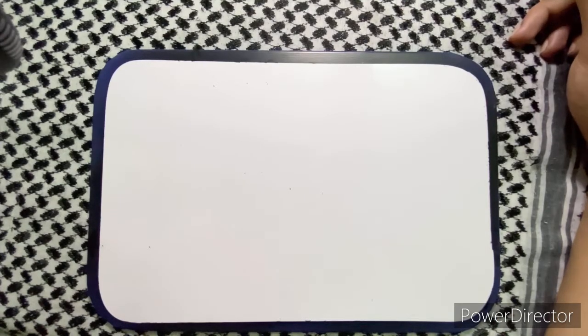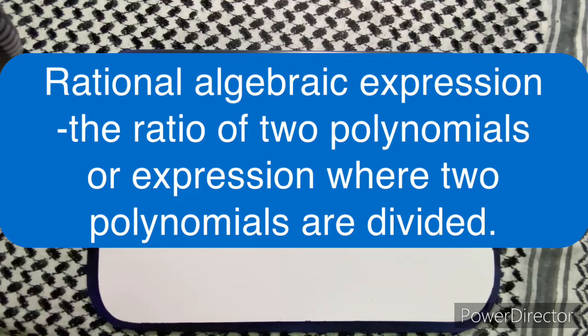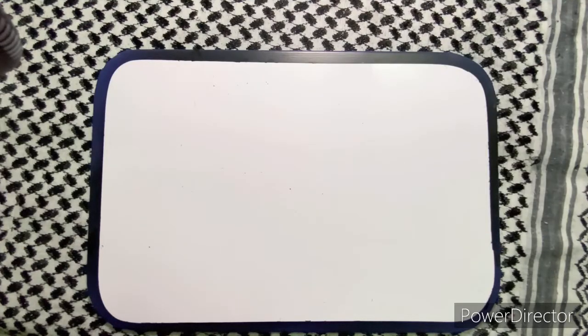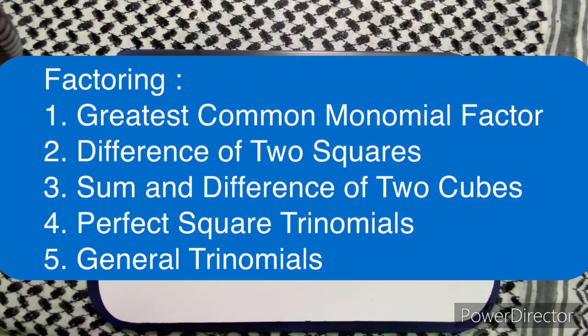Simplifying rational algebraic expressions. Rational algebraic expressions are expressions in which two polynomials are divided, or the ratio of two polynomials. It means the numerator is a polynomial and the denominator is a polynomial. In simplifying rational algebraic expressions, we will recall the process in factoring: the GCMF, or greatest common monomial factor, difference of two squares, sum and difference of two cubes, perfect square trinomials, and general trinomials.